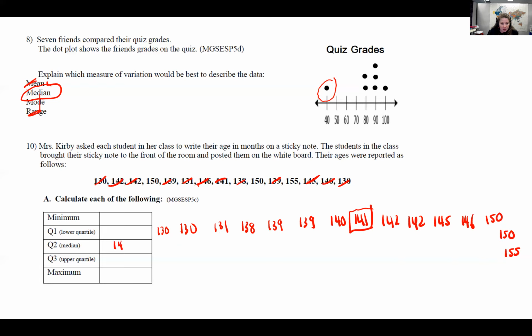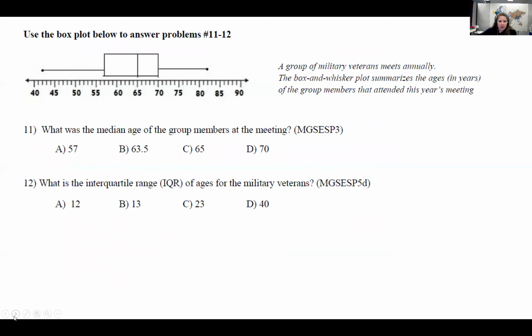So 141. We know our minimum is 130. We know our maximum is 150. Now for the lower quartile, we need the middle of the smaller numbers. 1, 2, 3, 4, 5, 6, 7. So 1, 2, 3. All right, so our lower quartile is 138. Our upper quartile is 146. That's it. All right. Do we need to make a box and whisker plot? Nope, we don't, but we could, couldn't we?